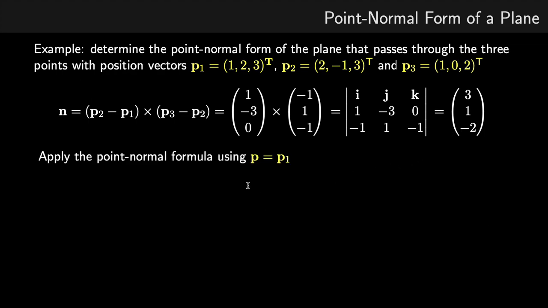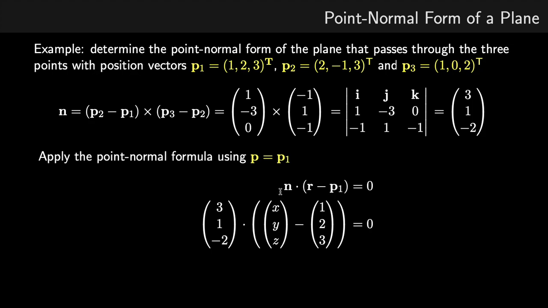Now using the point normal formula, I could use P to be any of these 3 points, P1, P2 or P3, I'll get the same equation at the end. So I've chosen P1. So the point normal formula is the normal vector dot product with the vector R, which is an arbitrary point, minus P1. Now, I could have chosen P2 or P3 here, but I just chose P1. So we've already calculated the normal vector. Our R, or the elements of R, is the X, Y, and Z coordinates. P1 is 1, 2, 3.